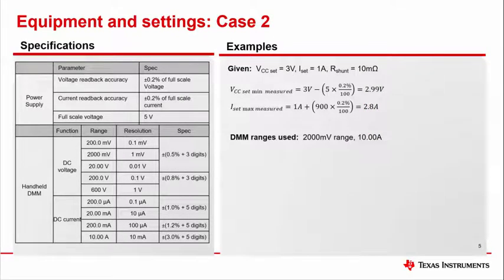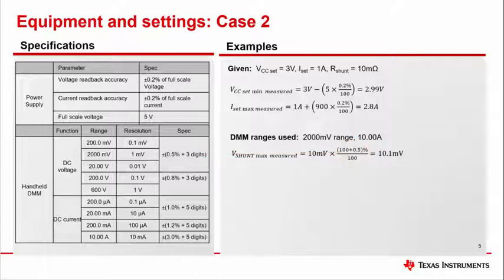When using handheld DMMs, it is important to select the correct range. Here we select the 2000 millivolt range for DC voltage and the 10 amp range for DC current. With the conditions above, ISET is equal to 1 amp and R shunt is equal to 10 milliohms, we can calculate the measured values rather than the theoretical values. When trying to measure the V shunt of 10 millivolts from the 1 amp current and 10 milliohm R shunt with the handheld DMM, we actually measure 10.1 millivolts.